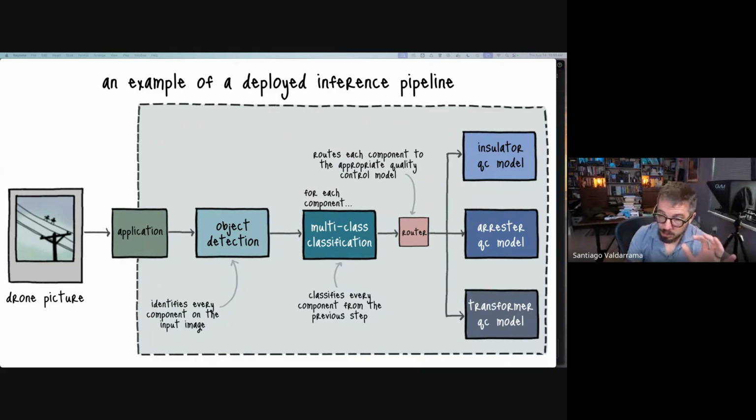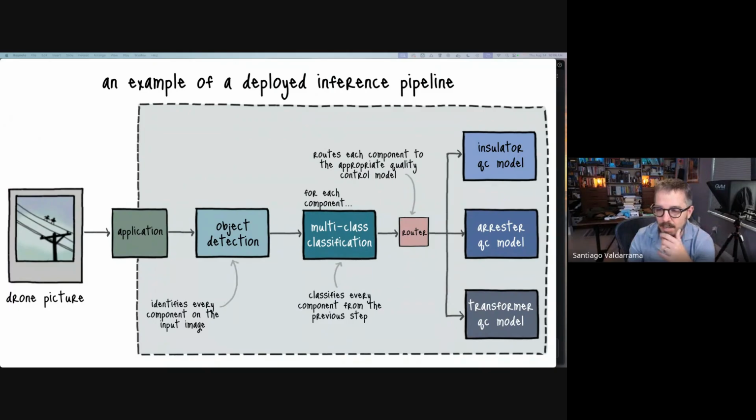A bunch of different components go into the poles. Obviously, that's a whole rabbit hole. Think about three different components: insulators, arresters, and transformers. Those are just three examples. And this is what a simplification of that pipeline looked like. Our application expected a picture coming from a drone of one of those electrical poles, and the first thing we ran was an object detection model.